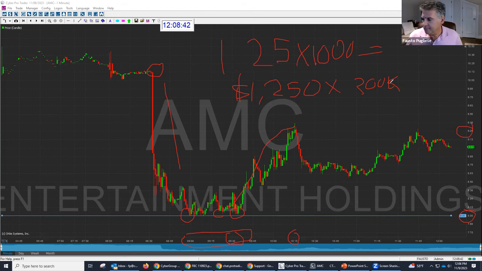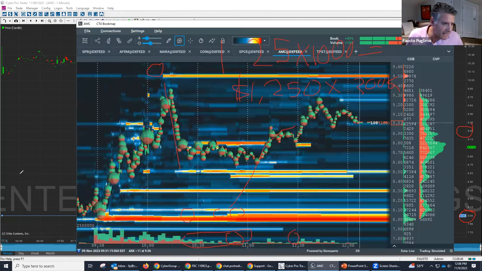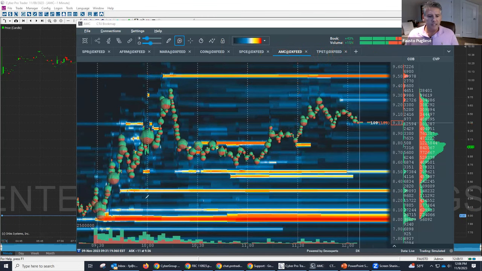All right. I'm going to show you something really quick right here. Hold on. How do I just clear all drawings? Do you see right here at 9:30? Do you see this right here? That at that time was 100,000 share buyers. See that red line? When it came down to that price of $8, it shot right back up.